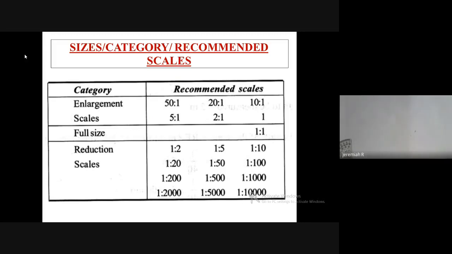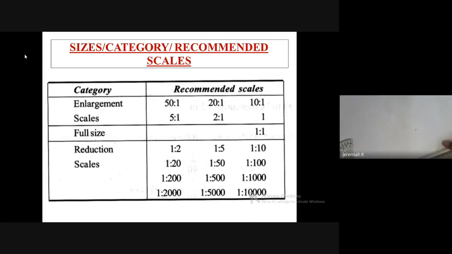At the bottom of the drawing, we have to mention enlargement scale 50:1, like that you have to mention. Usually in the drawing sheet at the bottom, you have to mention scale 1:1. Usually in the exam, we'll follow scale 1:1. But when the size is big, you have to go for a reduction scale. When the size is small, we have to go for an enlargement scale: 50:1 or 20:1, 10:1, 5:1, 2:1, sometimes 1:1 itself. But these are all standard recommended values.